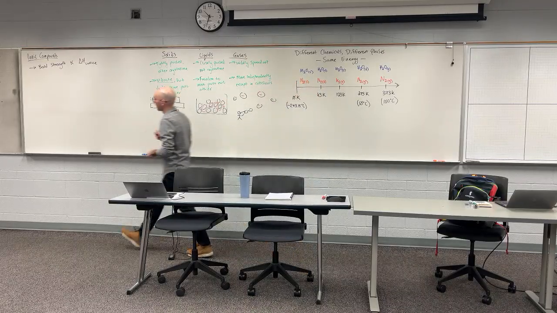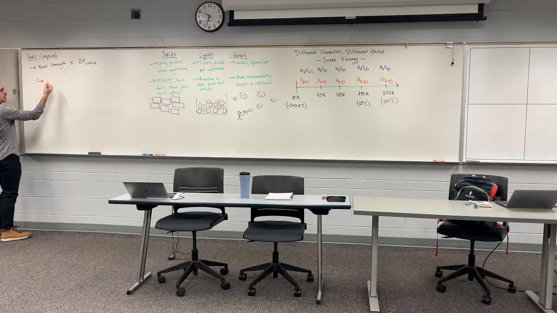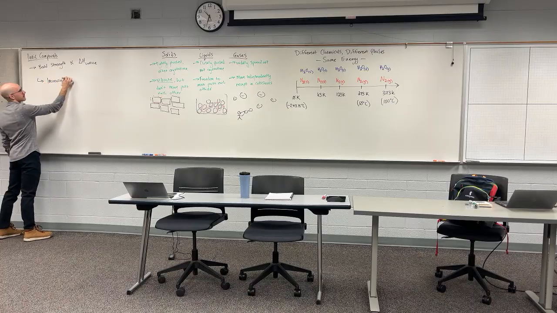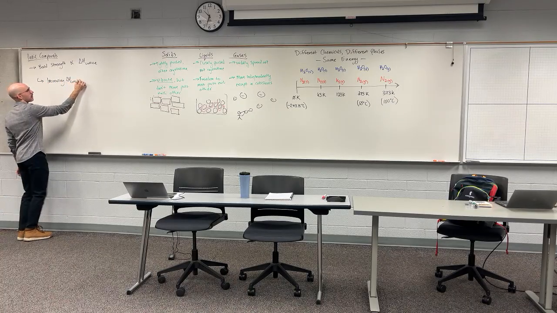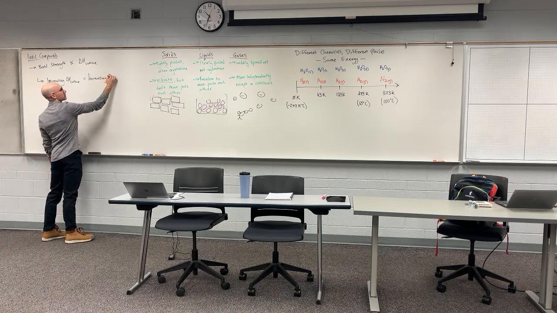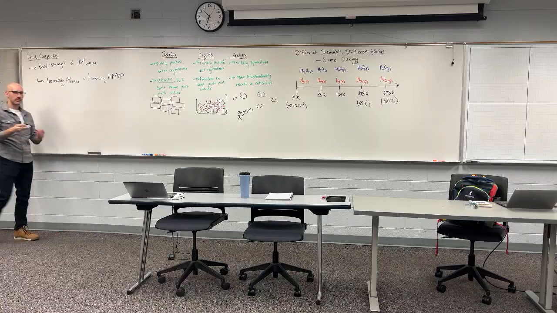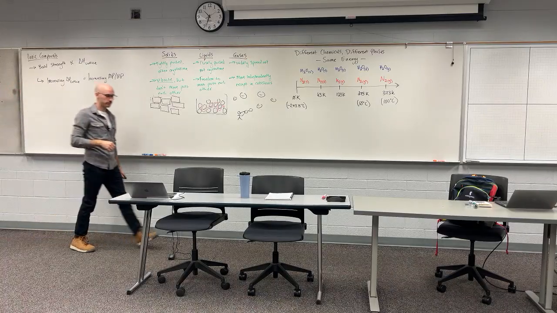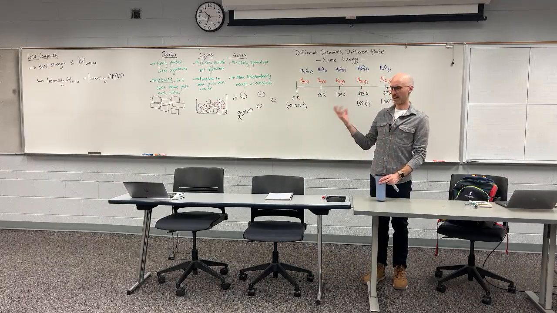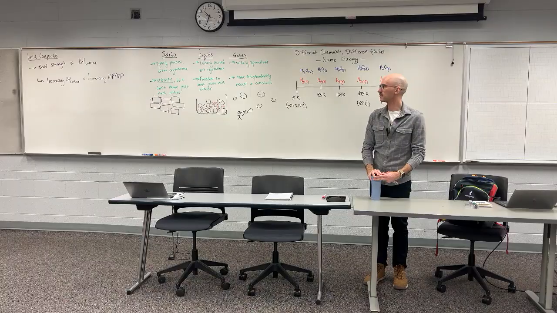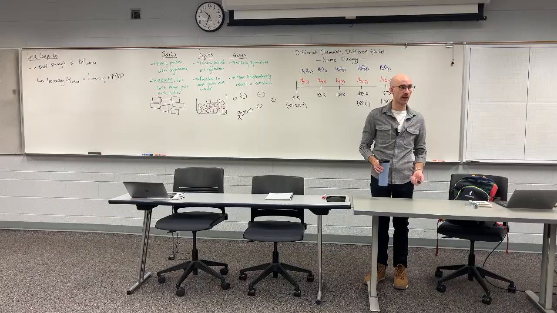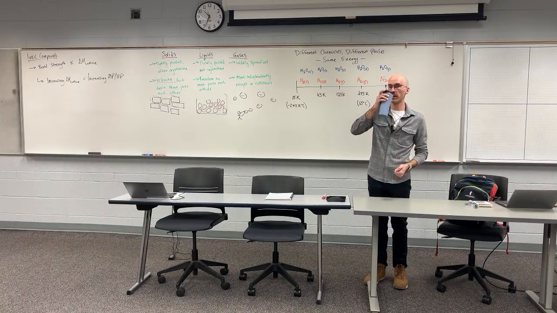That means that we can say with increasing delta H lattice, we will see increasing melting points and boiling points for our ions. If you don't have melting points and boiling points for an ion, but you somehow have its lattice enthalpy, well, then you can just make assertions about which ions will have larger melting points and boiling points.